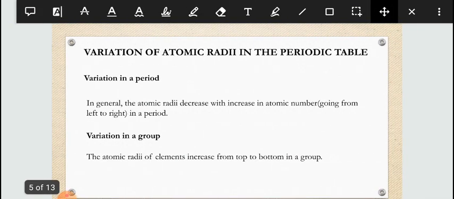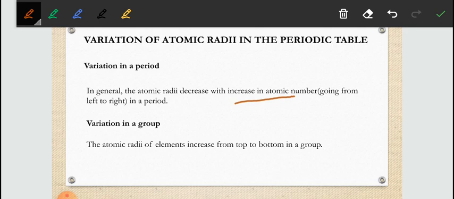Variation along the period: in general we say atomic radii decreases with increase in atomic number, whereas in groups the atomic radii increases from top to bottom, meaning from up to down it increases. Let's see how.